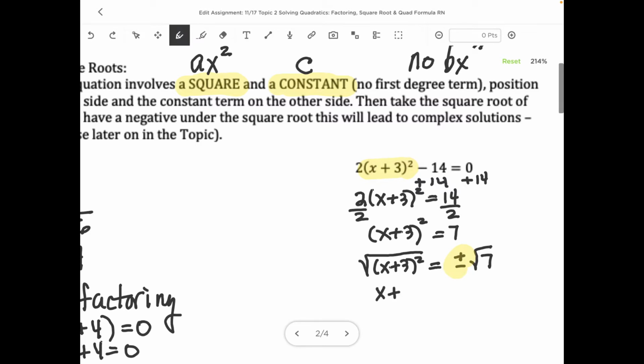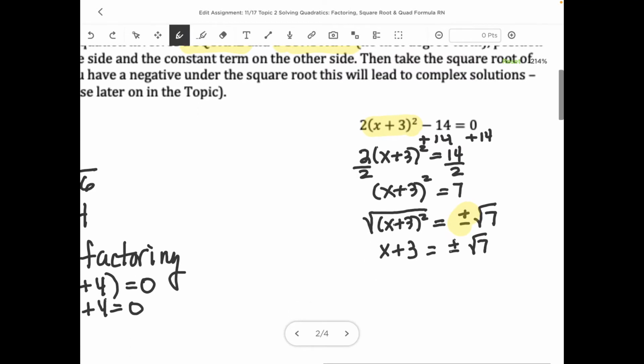So on the left, I'm left with x plus 3, because when you square root a quantity squared, you just get the expression or the term. And I still have plus or minus root 7. To finish it up, we're going to subtract 3 from both sides. Now when you subtract it, negative 3 is not a like term with root 7.